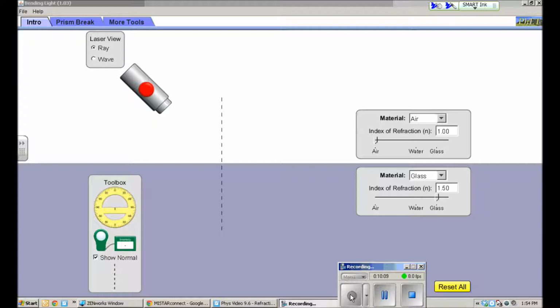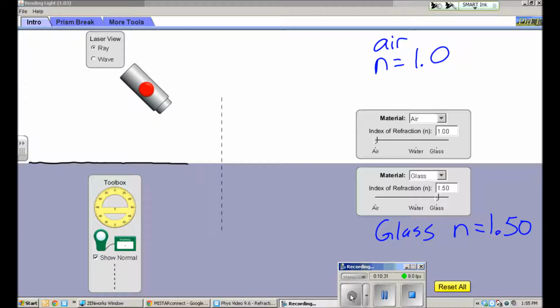Our laser beam is starting out in air. So the index of refraction for air, like we said before, is 1. And down here at the bottom, we've got glass. Like I said, n for glass varies depending on the type of glass, but let's just assume that it's 1.50. All right. Now, this line here represents the boundary between the two substances. We're going to have an incident beam that's going to come from this laser over here. And this dotted line here is already drawn in. That's going to be our normal line. Notice it is perpendicular to the boundary.